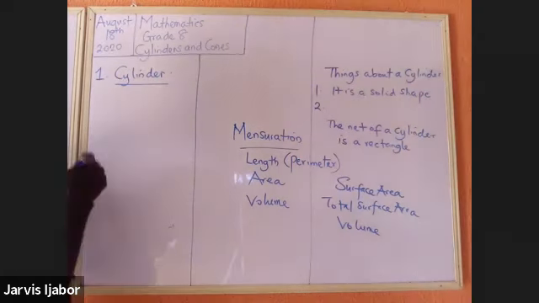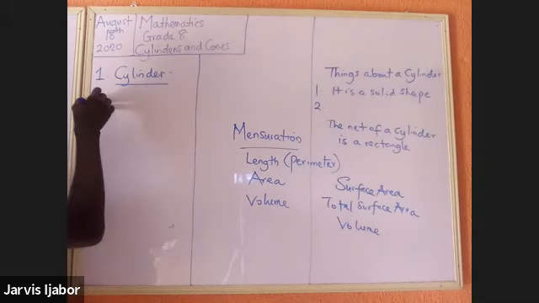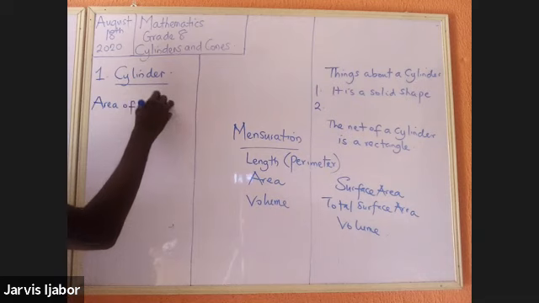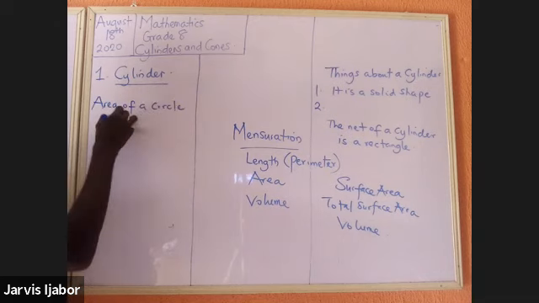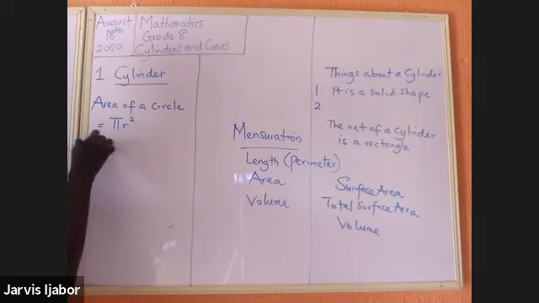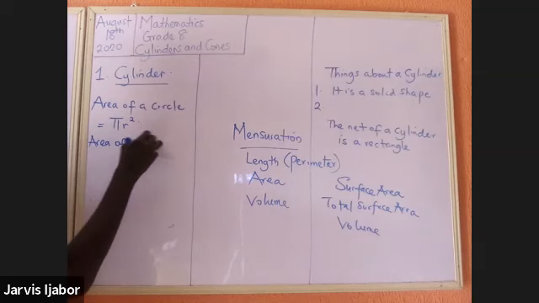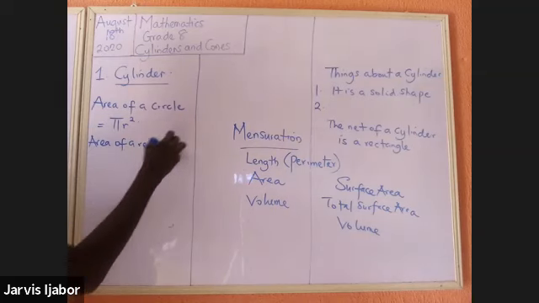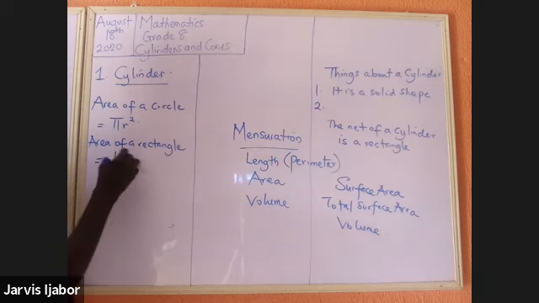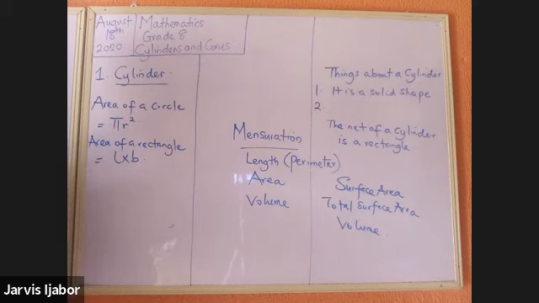So let's start with the basic ideas we've already had. Area of a circle is what? Pi r squared. I hope nobody is in doubt about that. The area of a circle is pi r squared. Now, what is the area of a rectangle? Area of a rectangle is equal to what? Length times breadth. Good.